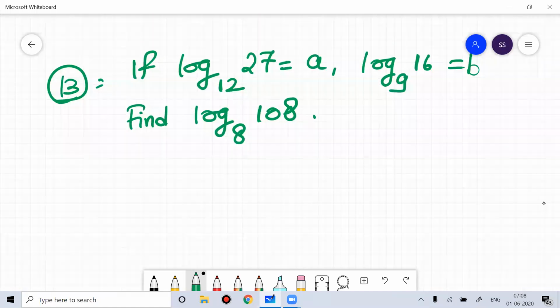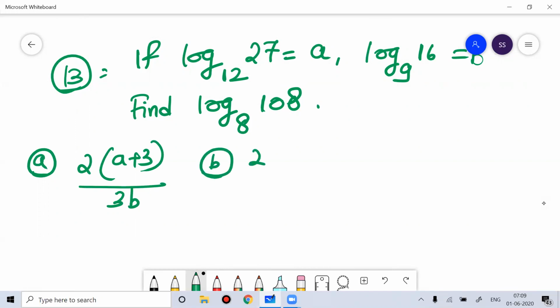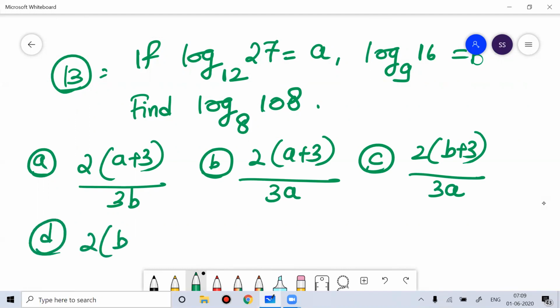And your options are: option a, 2a plus 3 by 3; option b, 2a plus 3 by 3a; option c, 2b plus 3 by 3a; option d, 2b plus 3 by 3b. Okay, so think how you can solve this question, everyone. I'm giving you 2-3 minutes. Tell me the answer for this question. How will you do this question?